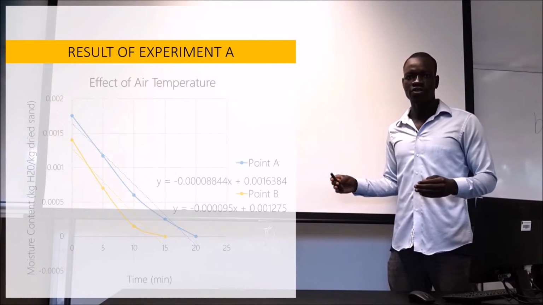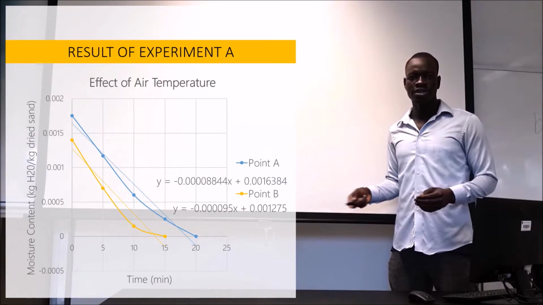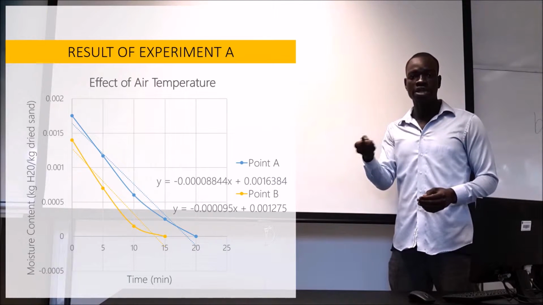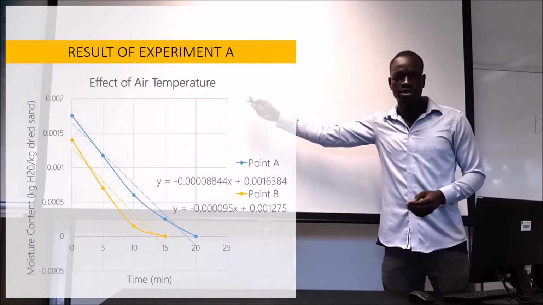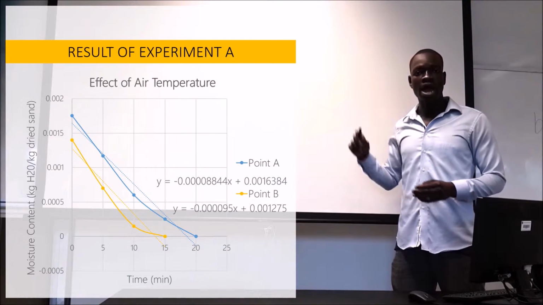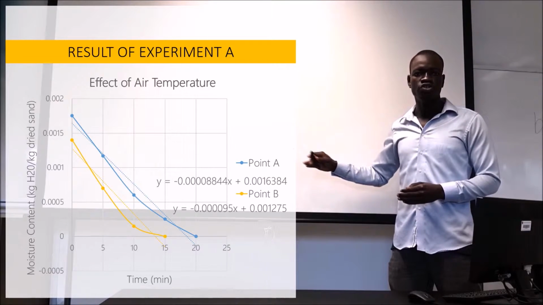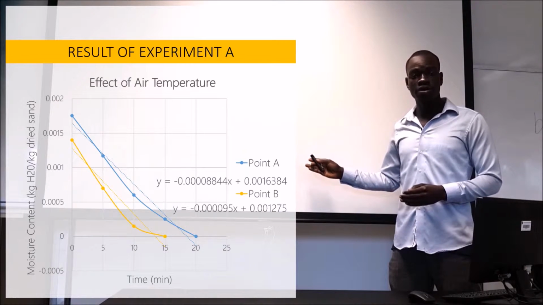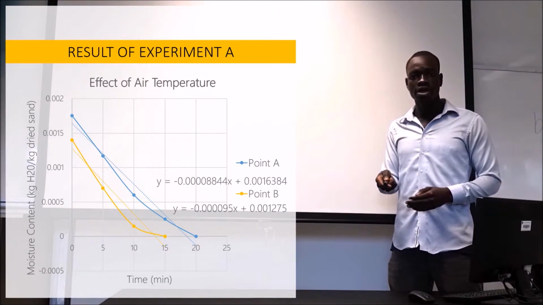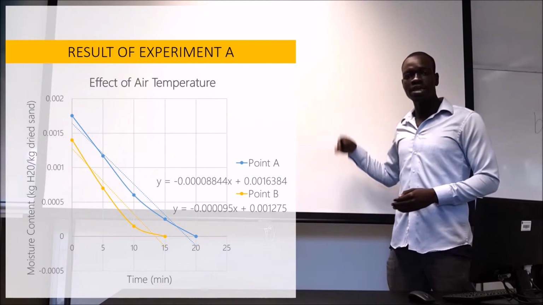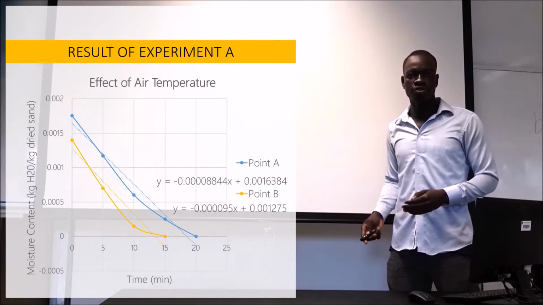What you see is a graph of air temperature. Basically the first part, which is point A, as represented by the line, has a higher time for the moisture to disappear, basically because the temperature has not been applied. For point B, where the temperature has been increased, it has a lower time for the moisture to disappear.